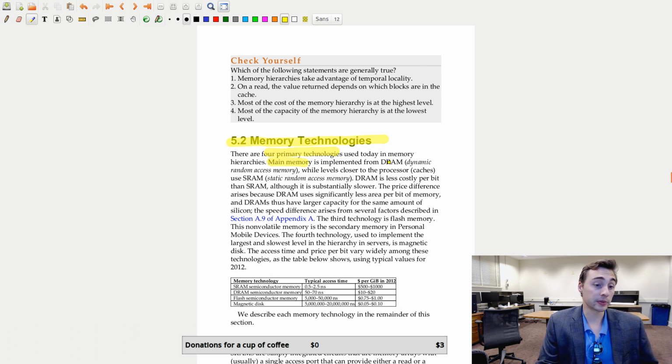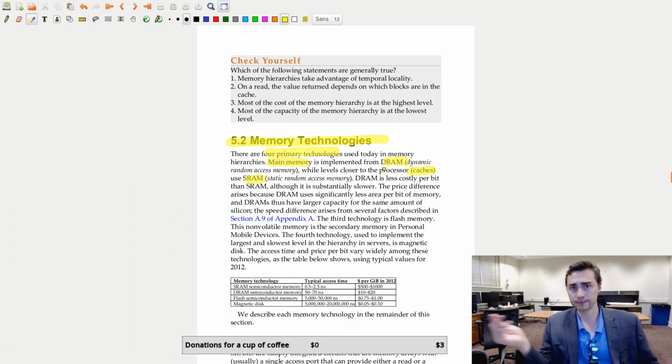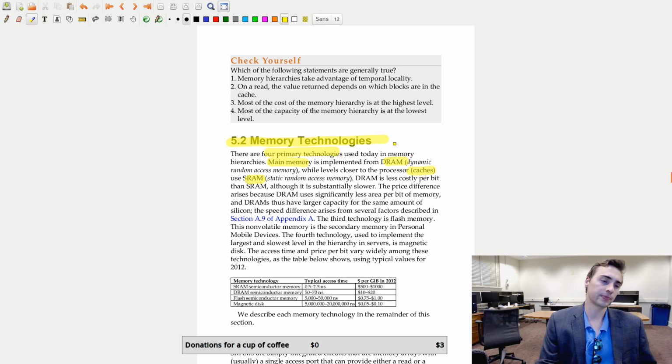Main memory is going to be in DRAM, or dynamic random access memory, while the closer levels, so the caches, use SRAM, which stands for static random access memory. DRAM is less costly per bit because it's a single transistor and a capacitor versus 4 transistors, or whatever modern SRAMs are made from. It's cross-coupled inverters, and inverters are 2 transistors each. So it's minimum 4 times bigger.